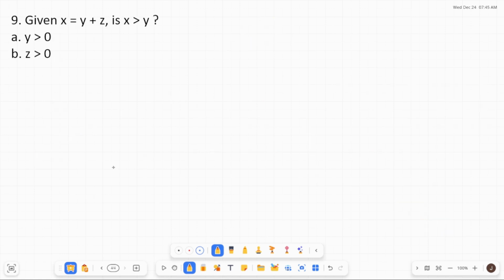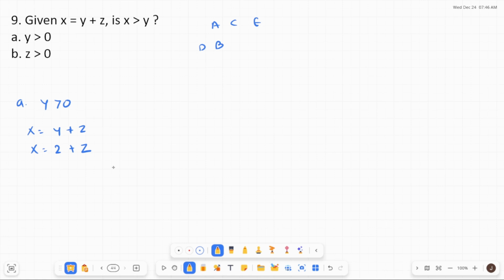Let's try one more question. It says that given that x is equal to y plus z, is x greater than y? The first statement says that y is greater than 0 and second statement says that z is greater than 0. As per the first statement, y is positive and we know that x is equal to y plus z. Now y is any positive number. For example, let me take it as 2. Does it give you any relation between x and 2? No, because we don't know the value of x.